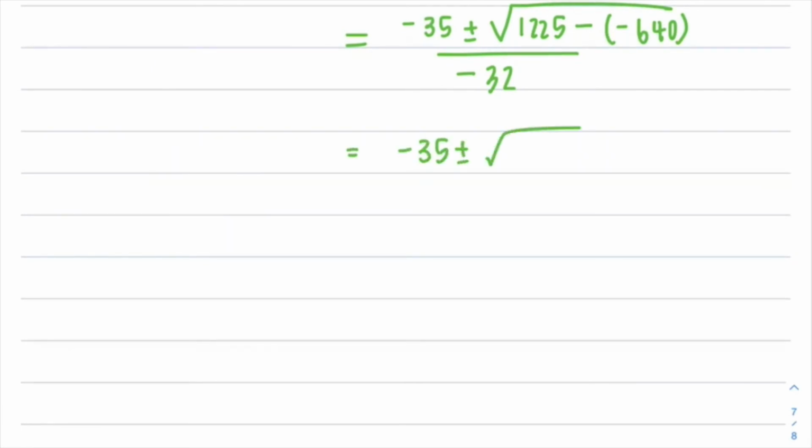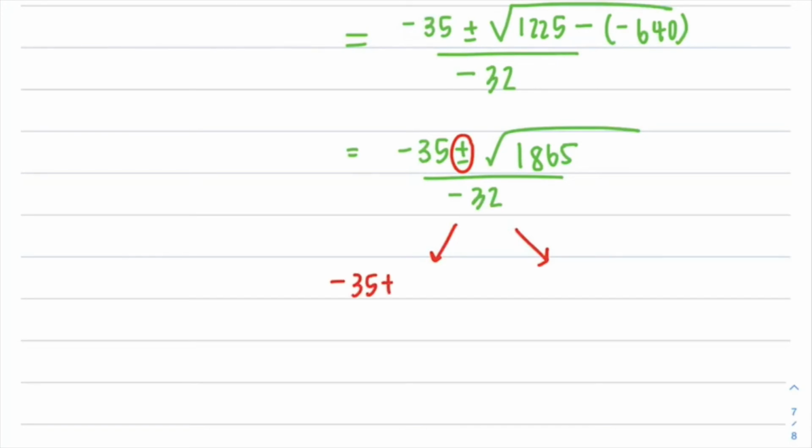All right, you're going to get negative 35 plus or minus 640 plus 1,225. So 1865 over negative 32. All right, so same thing. We do want to split this problem because of that plus minus. So there's two sets here. There's the negative 35 plus this value.